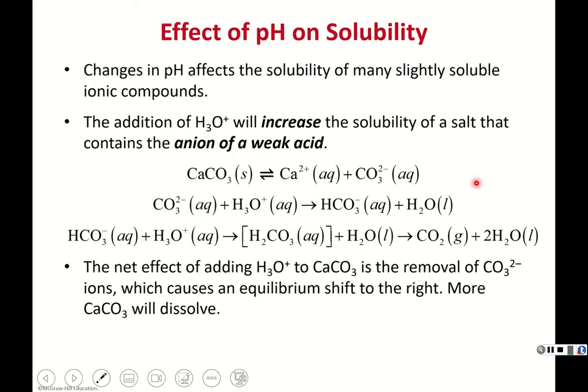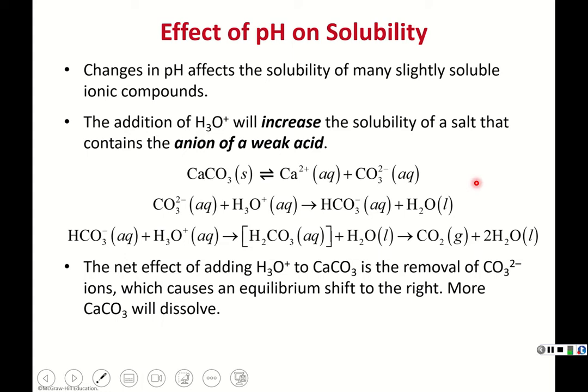So last time we talked about certain ionic compounds that we would consider insoluble, but these insoluble compounds actually do dissolve slightly in aqueous solutions. So slightly soluble is probably a better, more accurate term for them. It turns out that pH will have an effect on the solubility of some of these. So, changes in the pH affect the solubility of these very slightly soluble ionic compounds.